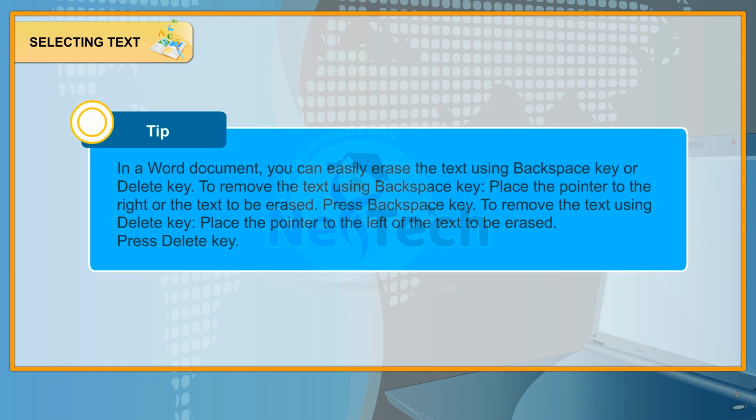Tip: in a Word document, you can easily erase the text using the Backspace key or Delete key. To remove the text using the Backspace key, place the pointer to the right of the text to be erased. Press the Backspace key. To remove the text using the Delete key, place the pointer to the left side of the text to be erased. Press the Delete key.